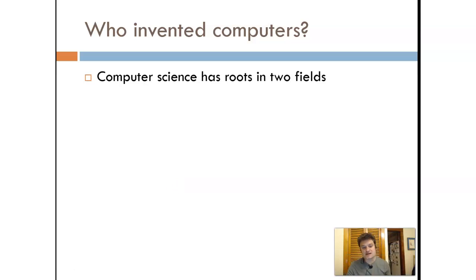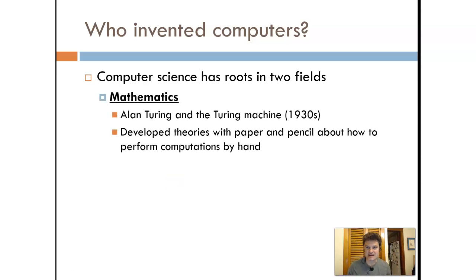At its root, computer science has 2 specific fields that it's going to be dealing with. First one is mathematics, all right? A lot of people don't recognize that computers and their computing power all came out of this idea of how can we think through problems in a mathematical solution. All right. You can find some of the roots of computer science and mathematics with Alan Turing and the Turing machine back in the 1930s. Basically, back then, they were developing theories with paper and pencil about how to perform calculations by hand.